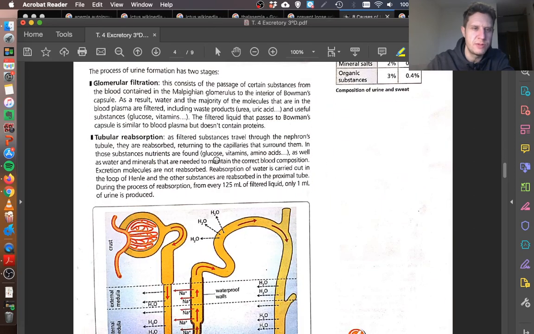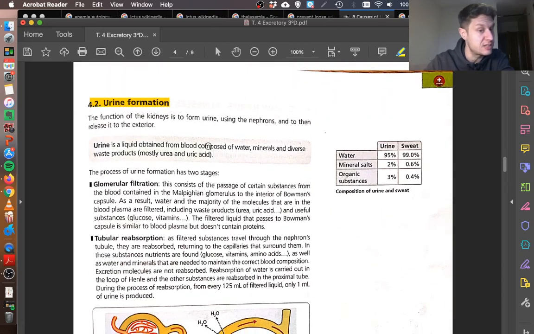Well, urine formation. And now this part is very interesting. We were talking about these things, but we need glomerular filtration and tubular reabsorption. The function of kidneys is to form urine using the nephrons and then release it to the exterior. Urine is a liquid obtained from blood composed of water, minerals, and diverse waste products, mostly urea and uric acid.